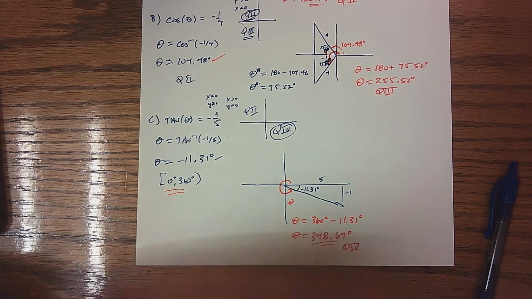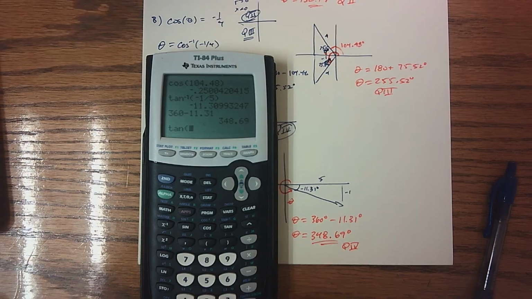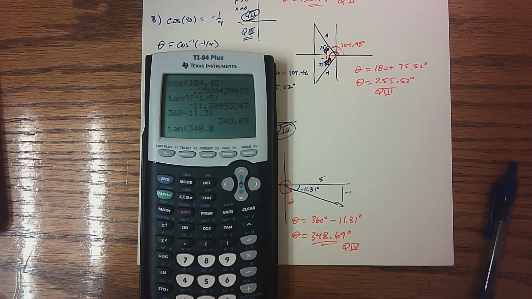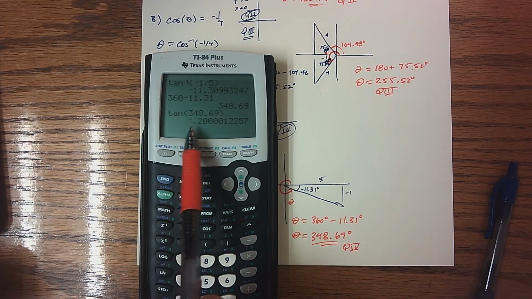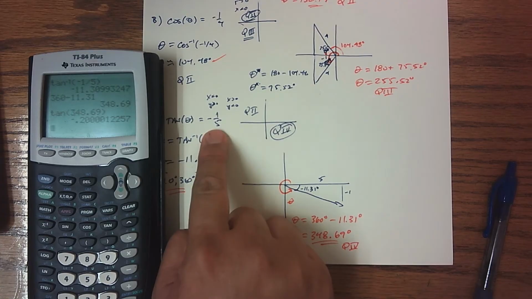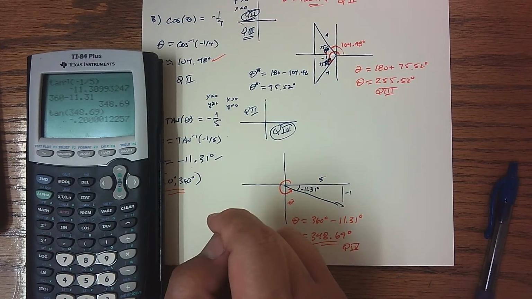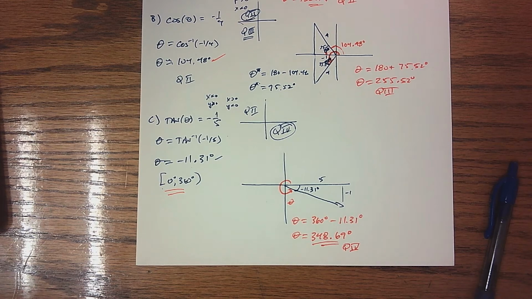Everything is fine. As a matter of fact, easy to check. If I take the tangent of 348.69, press enter, what I get is about -0.2000, which is what -1/5 is. So it works.